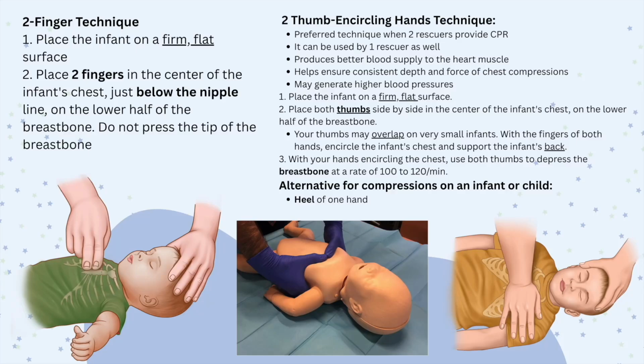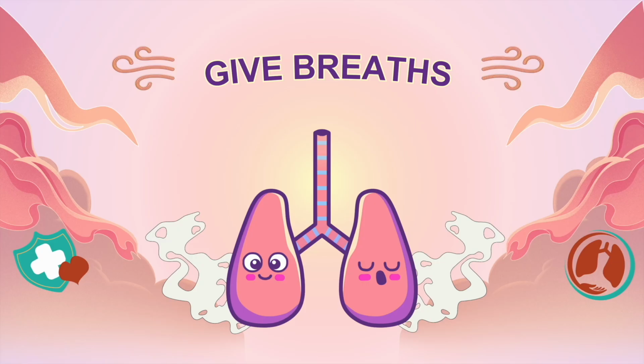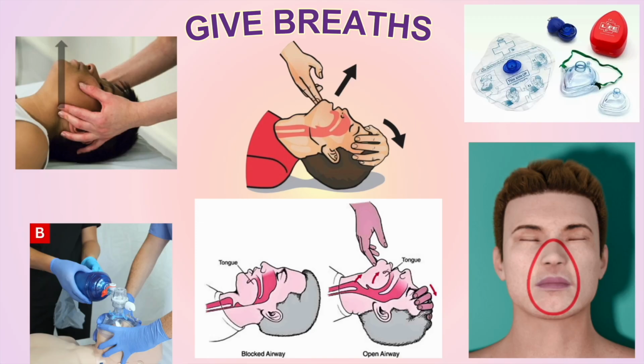Now let's talk about giving breaths. To be effective, the victim's airway must be open. Two methods for opening the airway are head tilt chin lift and jaw thrust. It is important to remember, if you suspect a head or neck injury, use the jaw thrust maneuver to reduce neck and spine movement. If the jaw thrust does not open the airway, use the head tilt chin lift maneuver.